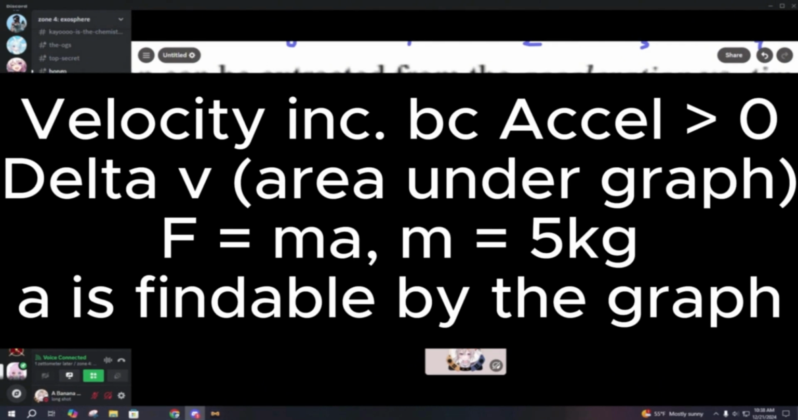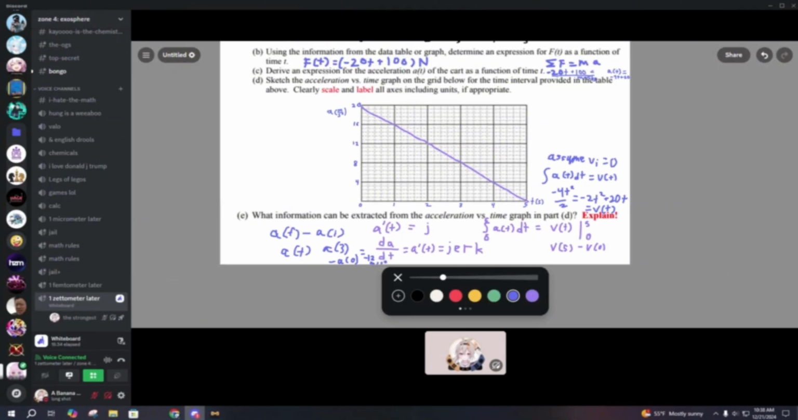So, hey Mr. Luong, also from this graph we can observe that velocity is increasing because acceleration is positive in this 5-second interval. We can find the change in velocity by taking the area under the graph, and we can also find the force at any given time in this 5-second interval because we have the accelerations, and force is equal to mass times acceleration. That's all the information you can extract from this graph.